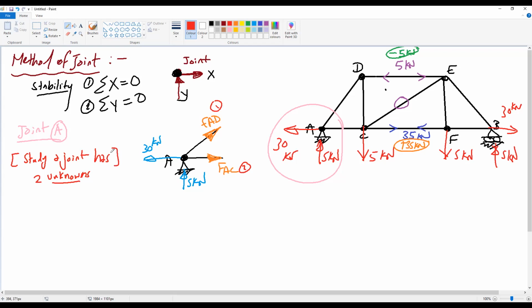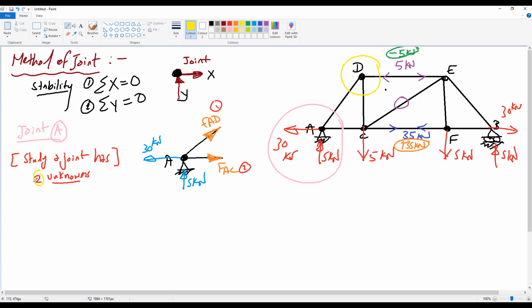Okay, this is an important notice, because if you want to study joint D, before you know that this 5, how many members are connected to joint D? If we ignore that we know the 5 kilonewton, how many unknowns? 3. If you want to study this joint at the beginning, you cannot do this joint because it has 3 unknowns. So you can only start studying joints with 2 unknowns.